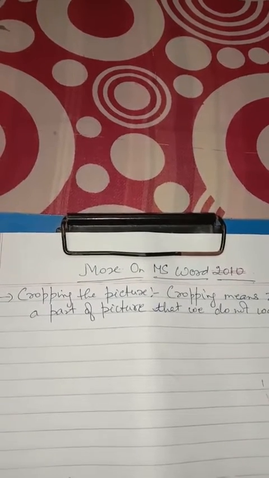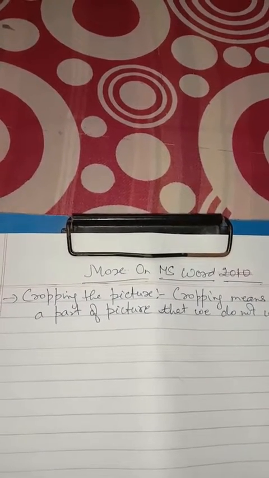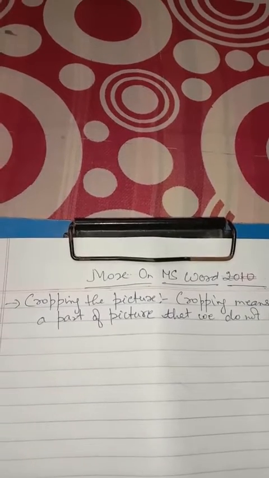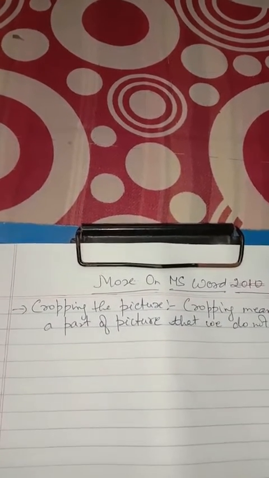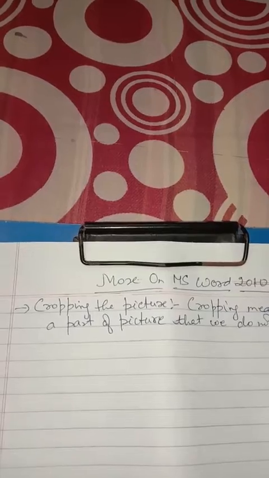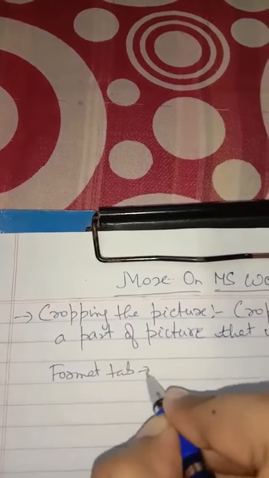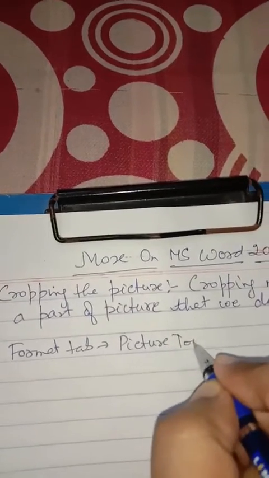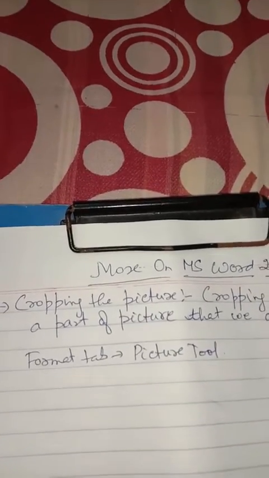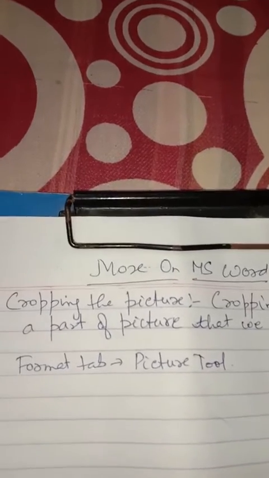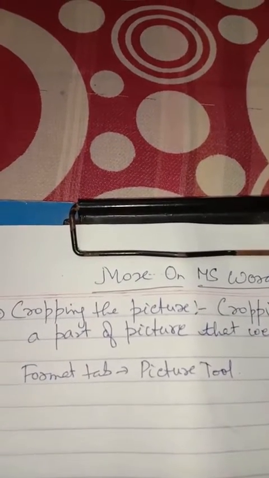This can be done easily. Now the steps that we have to follow are, first of all, select the picture that you want to crop. Now move to the format tab. And from the format tab move to the picture tool. In the picture tool you will find the crop option in the size group.